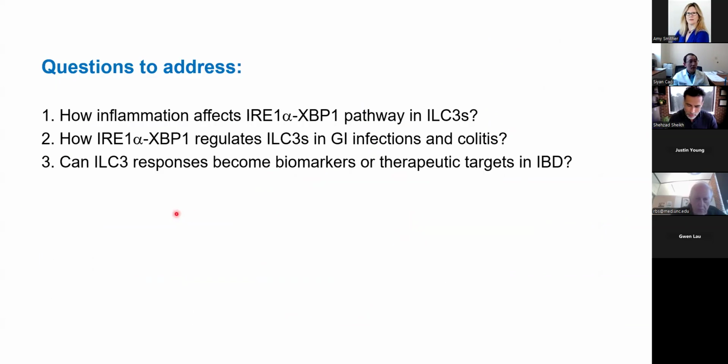So in this particular study, I tried to address three questions. First is how inflammation affects the IRE1 alpha and XBP1 pathway in ILC3s, and how this pathway regulates ILC3s in GI infection and colitis, and how the ILC3 response may become biomarkers or therapeutic targets in IBD.